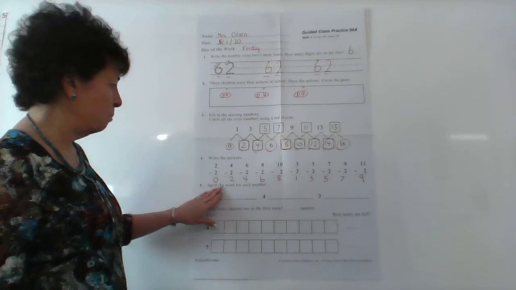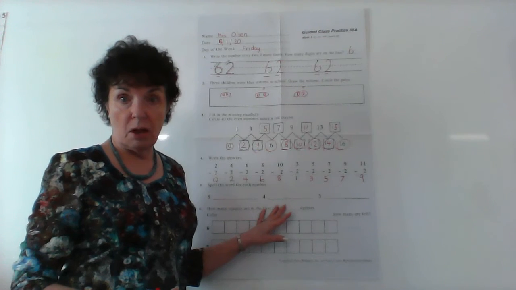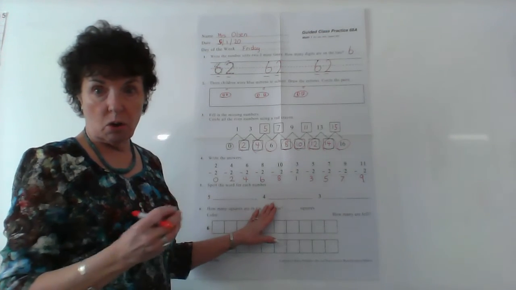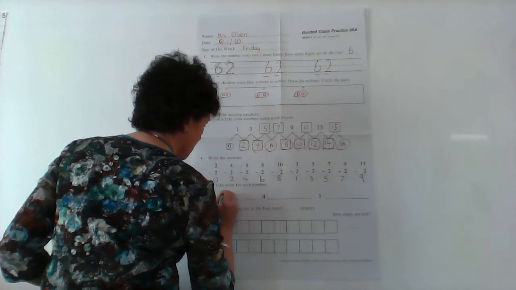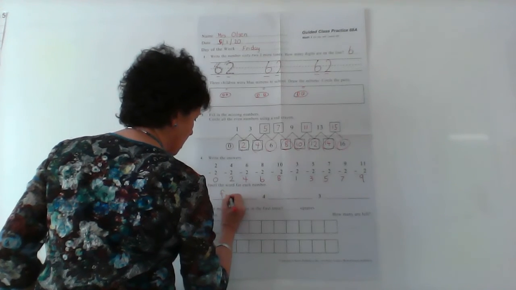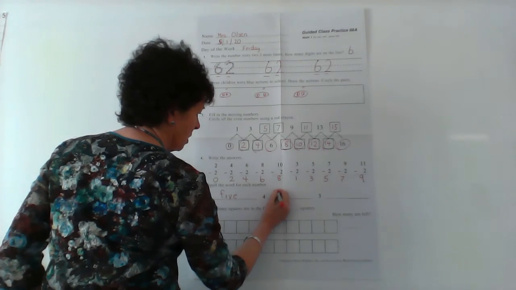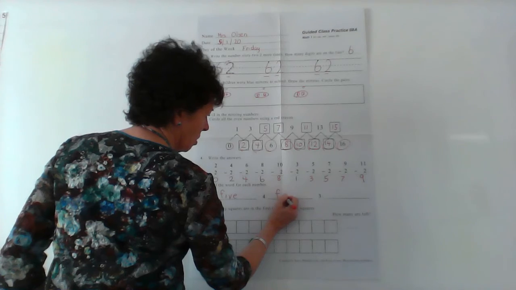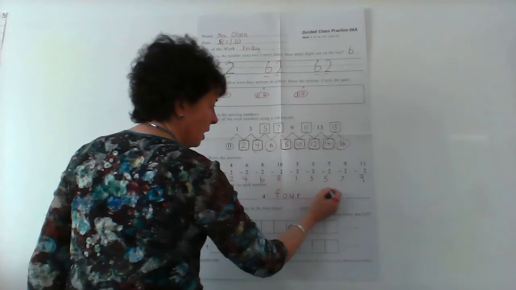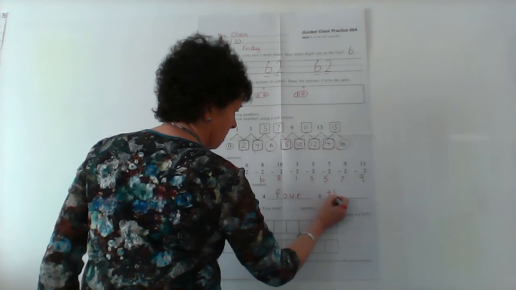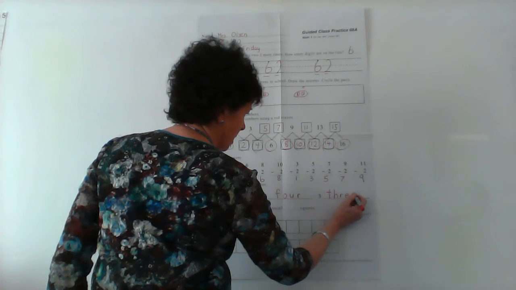So then it says spell the word for each number. So again, be sure you get your office if you don't know how to spell the words yet. And then you look at the number and then write the word that's right next to it. So 5 is F-I-V-E. 4 is F-O-U-R. 3 is T-H-R-E-E.